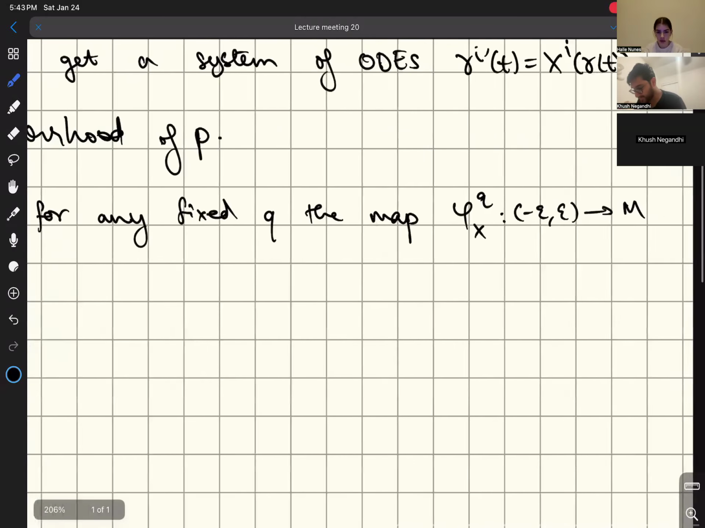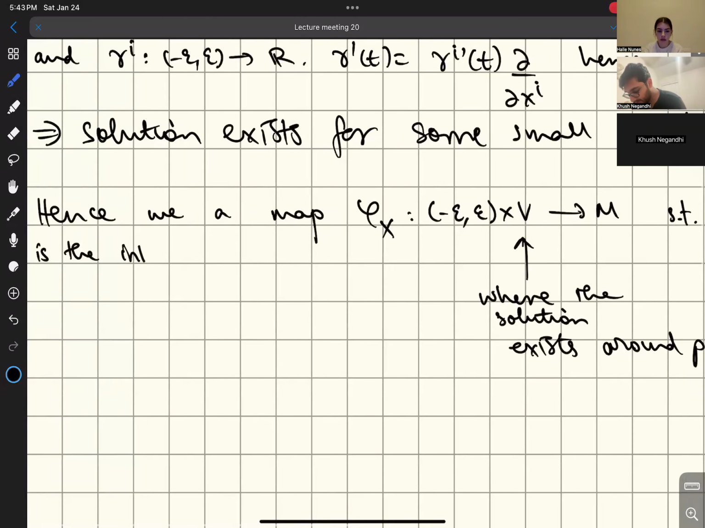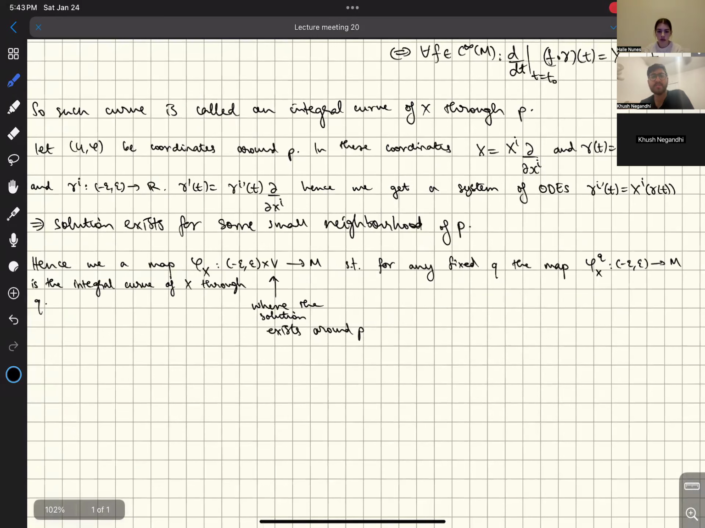It is the integral curve of X through q. Okay, does that make sense? Like how we got such a function, and what this function is. How we got it, yes, but what it is, not as much. Okay. I think we should look back on how we got this function, and I think that might help you figure out what this function is doing.